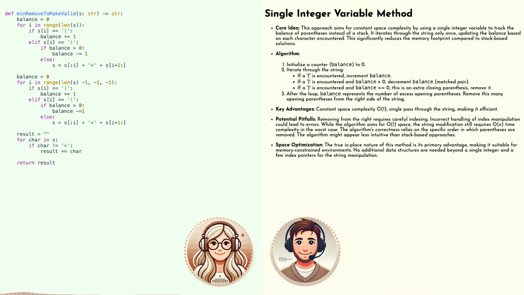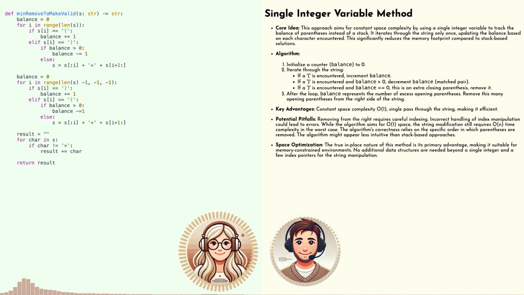We're gathering information. And here's the cool part. By the end of that first pass, we know exactly how many closing parentheses are messing things up, and that tells us exactly how many opening parentheses we need to remove to make everything balanced again. Wait a minute, how can we figure that out? Just from the bad closing parentheses.